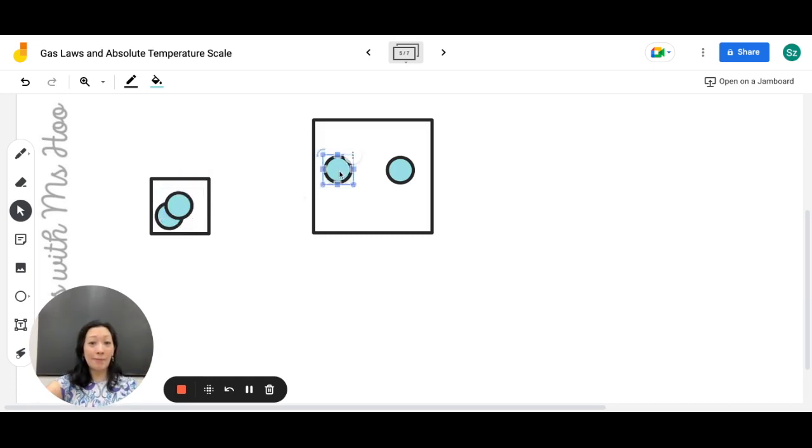Fewer collisions, right? Because there's more space to travel. This one has much less space, so the particles are going to collide more often. This one is going to collide less often: fewer collisions, less force, less pressure.